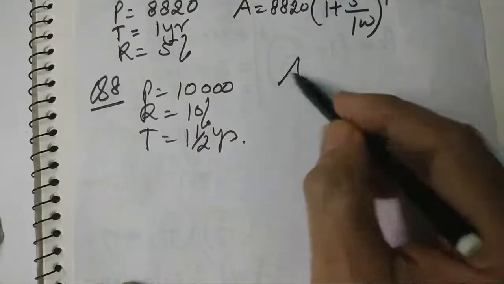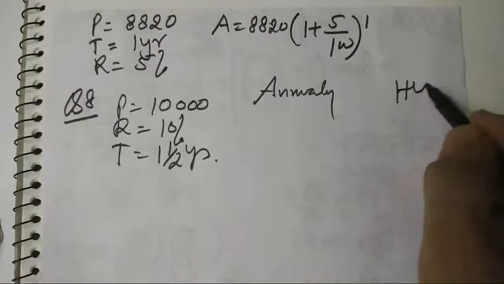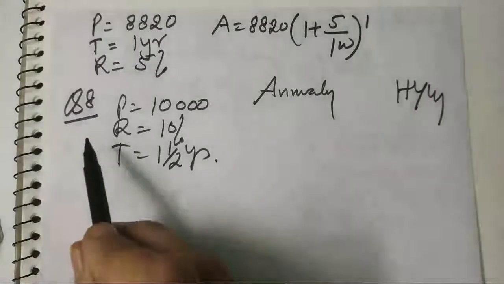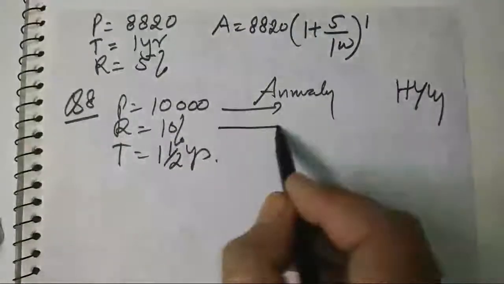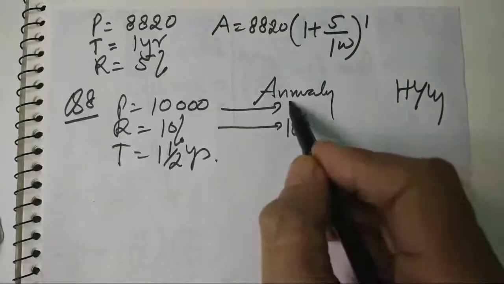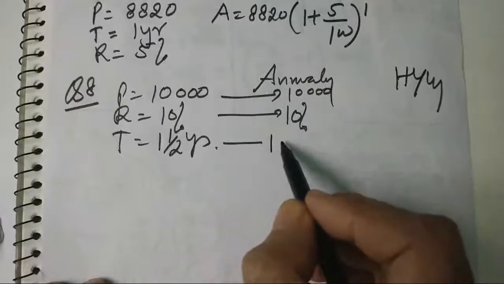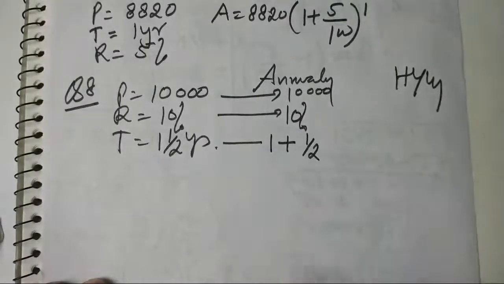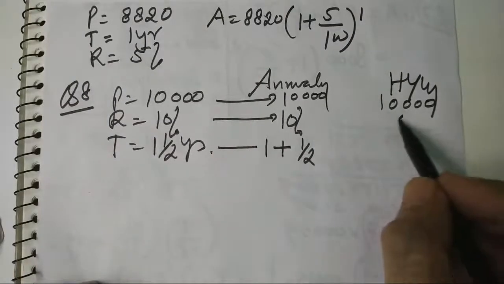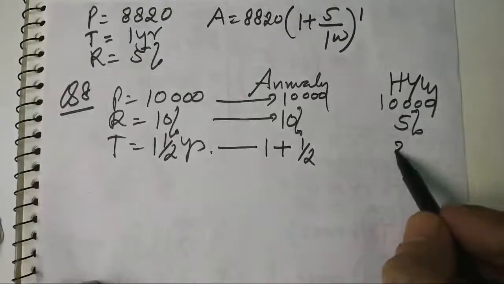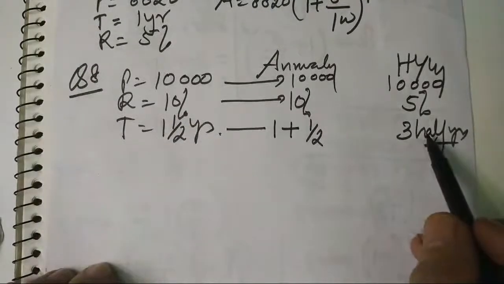So you have to calculate again annually and you have to calculate half yearly. Same question like question number 8. So for annually, principal will remain same, rate will be same 10%, principal will be 10,000, time will be 1.5 year. 1.5 year means you will calculate for 1 year and then half year. For half yearly, principal will be same 10,000, rate will be 5%, time will be 3 half years. So this figure you will use.